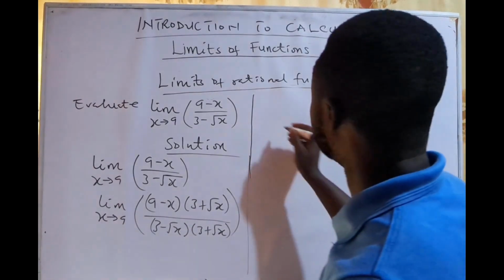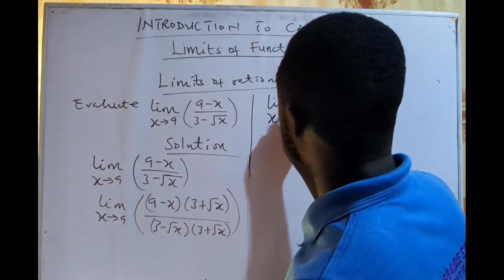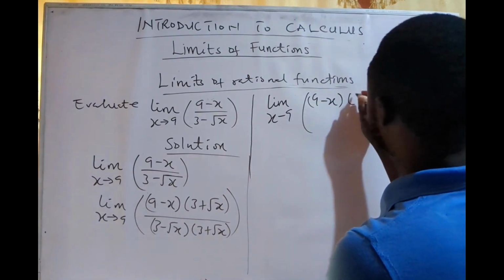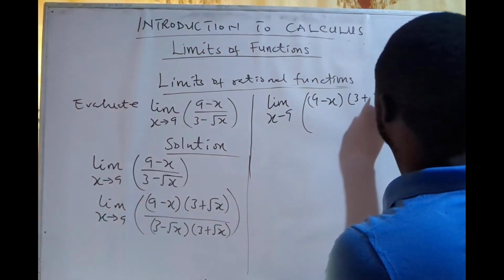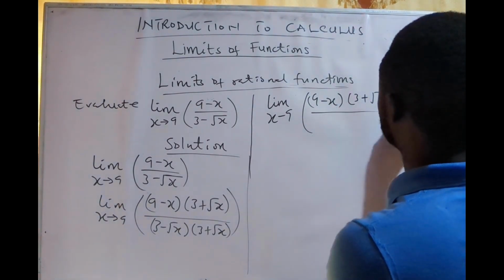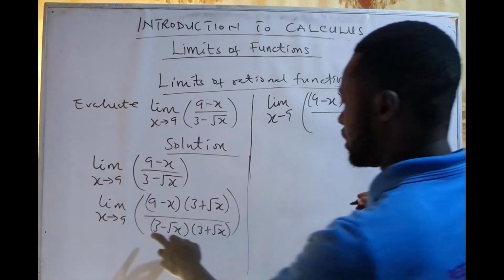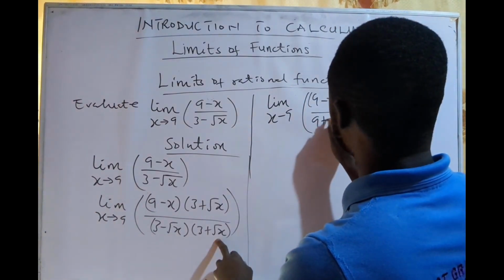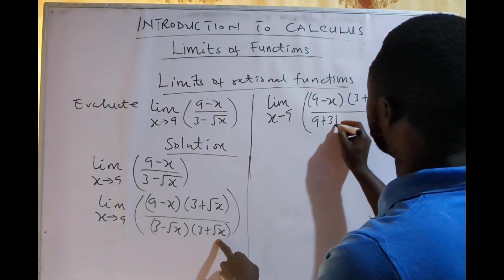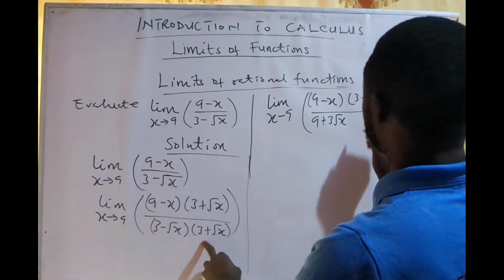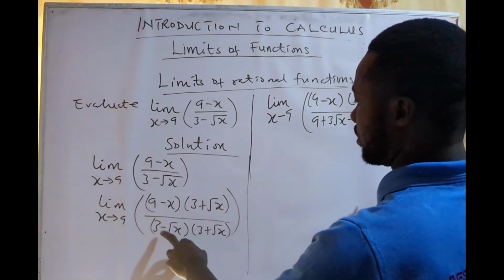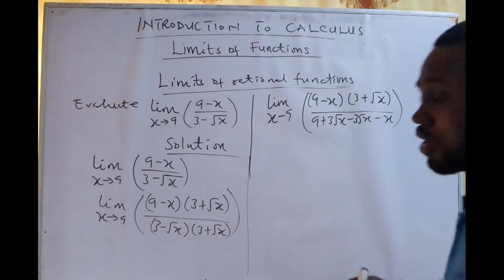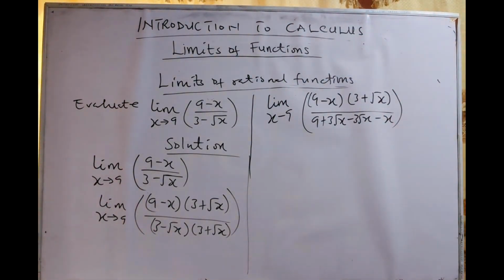All right, so we have the limit as x approaches 9 of 9 minus x, and then 3 plus root x. Now let's expand the denominator. 3 times 3 will give me 9, 3 times root x gives 3 root x, then minus root x times 3, minus 3 root x, and then minus root x times root x. Root x times root x will give me x, so the negative will affect it to be minus x.